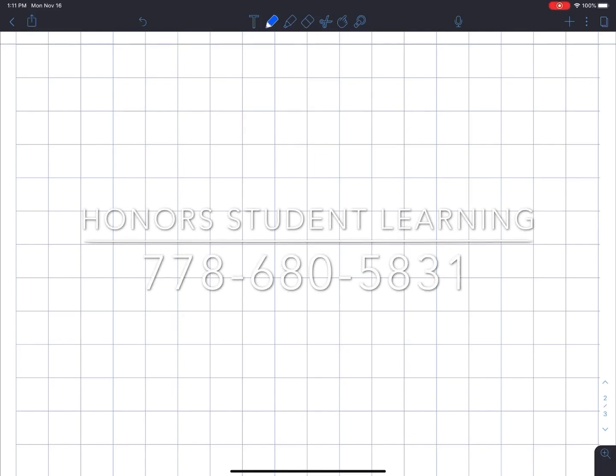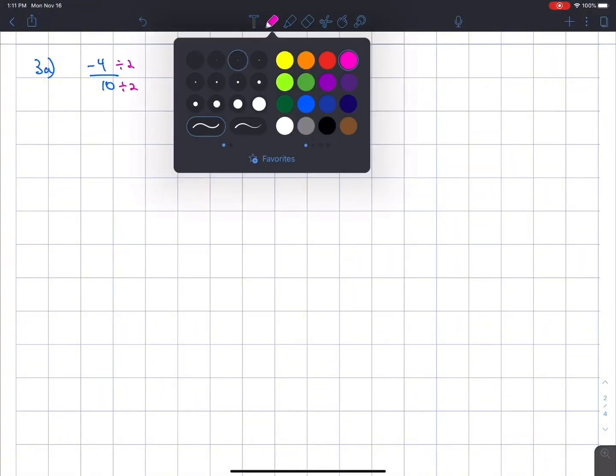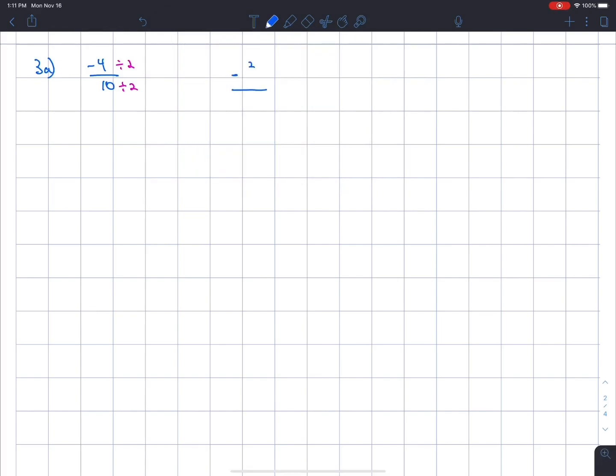Okay, we are moving on to question 3. 3a. Negative 4 over 10. So to simplify, first of all, this fraction bar is the same as division. So we have a negative divided by a positive. Our answer will be negative. And to simplify, I can divide both the numerator and denominator by the same number. They are both divisible by 2, so I can divide both of them by 2. 4 divided by 2 is 2 for the numerator, and 10 divided by 2 is 5 for the denominator.